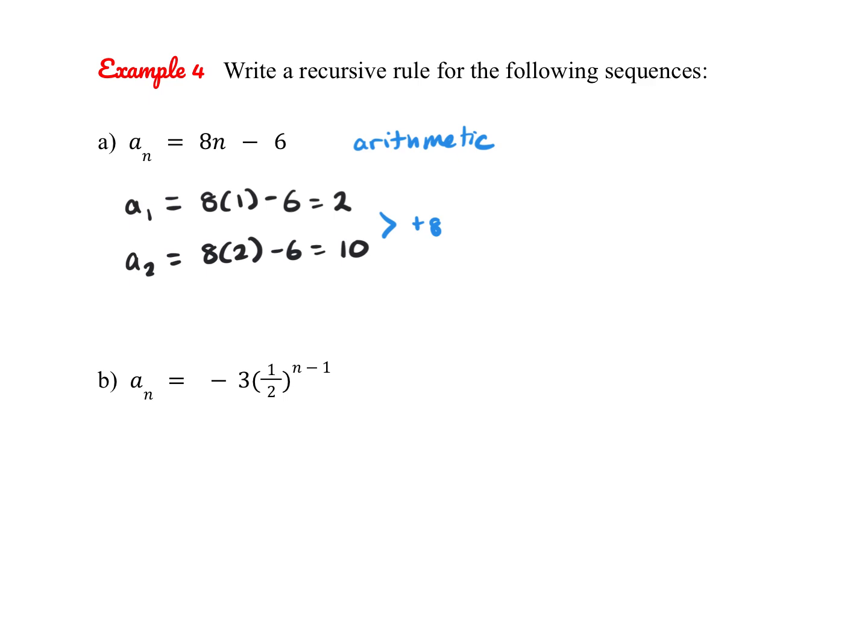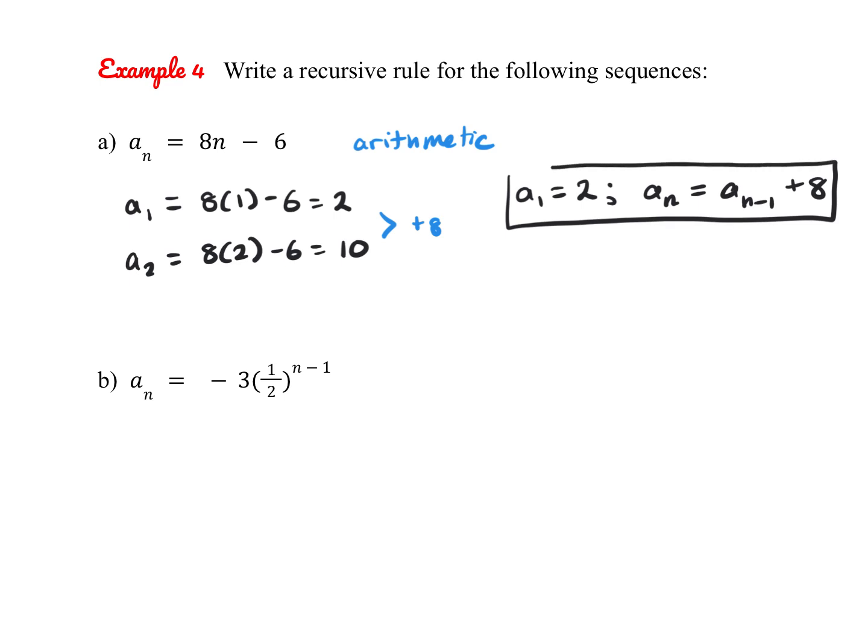So to write this recursively, I'm going to define the first term, and then I'm going to simply say any term can be found, so a sub n, by taking the term before, a sub n minus 1, and then adding 8. So now I've taken an explicit rule and I've written it recursively. Let's give the second one a try.